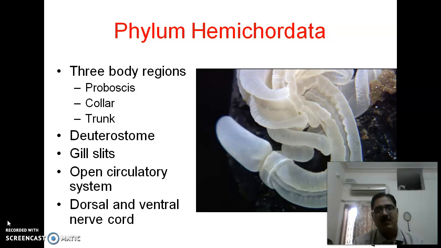Apart from it, in the case of hemichordates, two nerve cords are present, one on the dorsal side and the other on the ventral side, while in the case of true chordates, only a dorsal nerve cord is present.